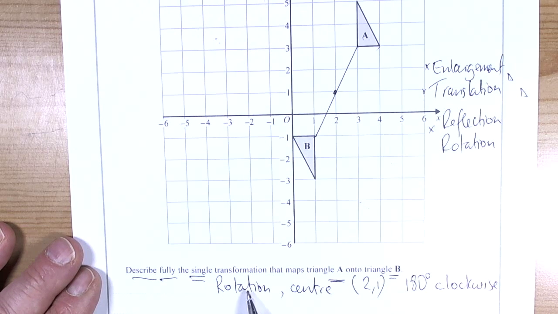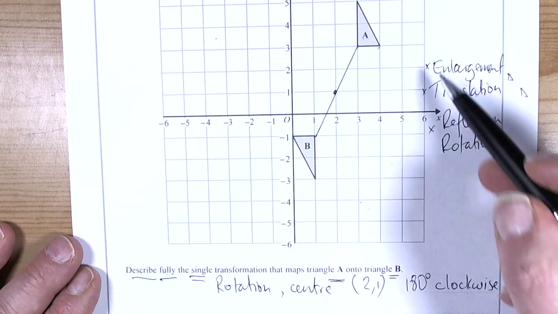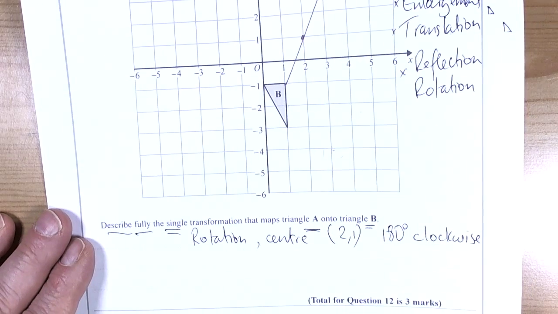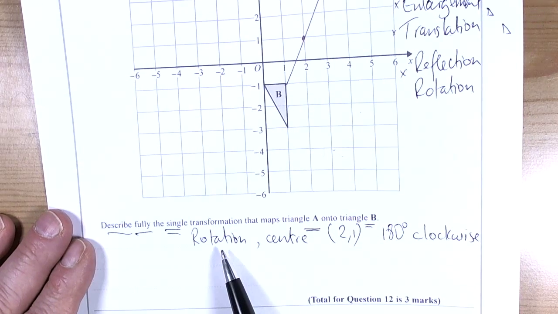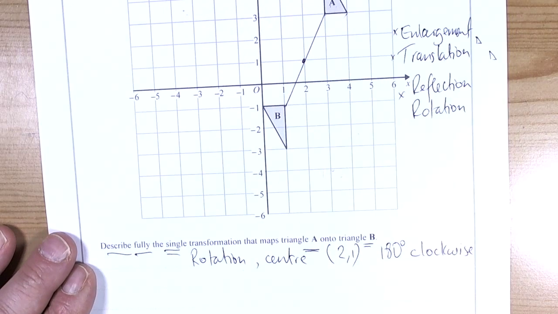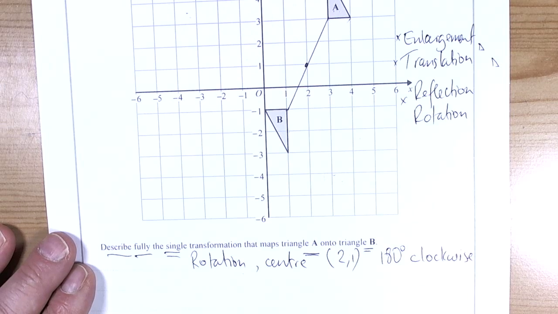So describe fully the single transformation. Well, it's a rotation. We're given the centre, and we've told the angle and the direction of turn. So that'll get the 3 marks. Again, if we look at the question, it was worth 3 marks, so that gives us a clue that we should be saying 3 things: rotation, centre, and angle of turn. Okay, so that's an example of describe fully a single transformation between 2 shapes.